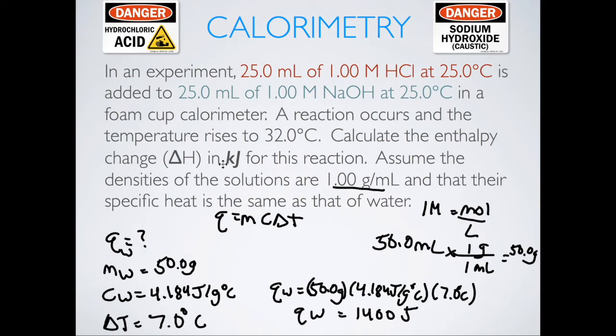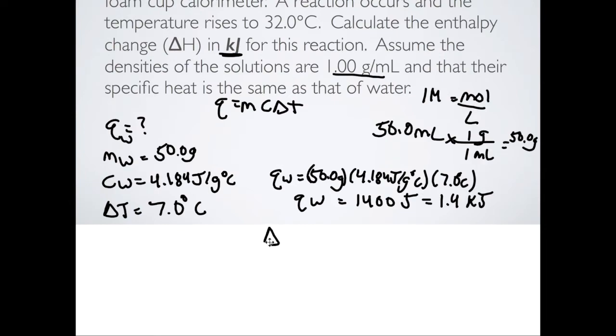All right, next. It says that I want this answer in kilojoules. To convert from joules to kilojoules, you can either do a one-step metric conversion, or you can simply divide by 1,000. So 1.4 kilojoules. All right, finally. It says that I actually want delta H, and delta H is really Q of the system, which is the negative of Q of the surroundings, or Q of water. So what I need to do here is flip the sign. So this is going to be a negative 1.4 kilojoules. And that would be my final answer.